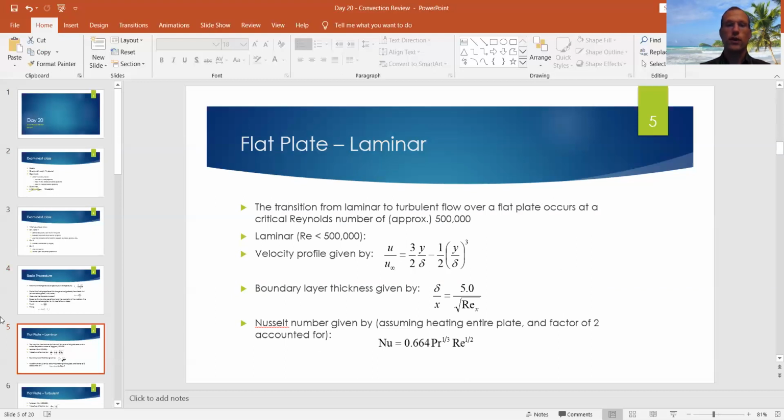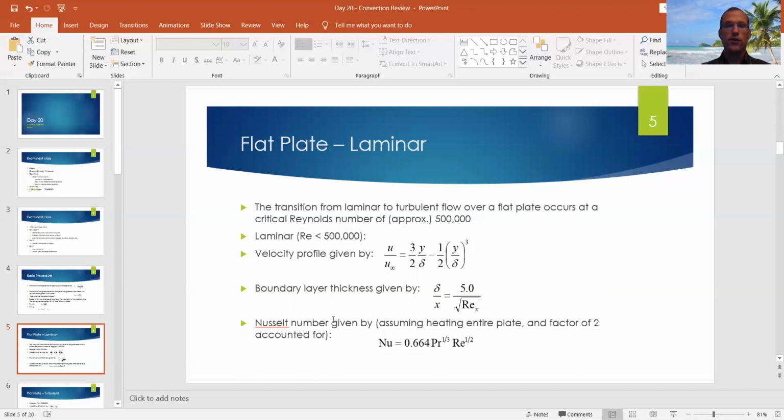The laminar velocity profile looks something like this: 3/2 (y over delta), delta being my boundary layer thickness and y being the distance from the plate, minus 1/2 (y over delta) cubed. That's my velocity profile, showing how close it is to U infinity. It basically equals U infinity at y equals delta. The boundary layer thickness, delta over x, with x being the distance from the leading edge of the plate, is 5.0 divided by the square root of the Reynolds number at that location. So again, the Reynolds number has a length in it, the location x, wherever that distance is. That gives me the boundary layer thickness at that point.